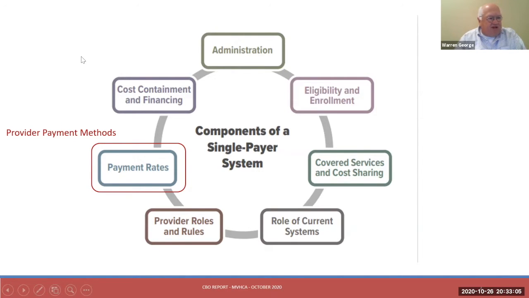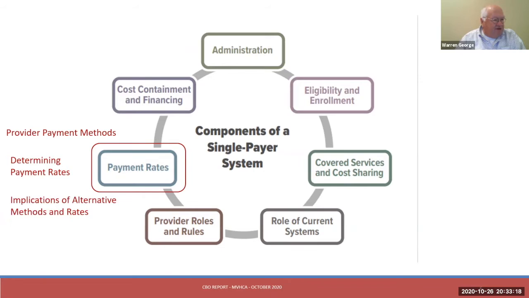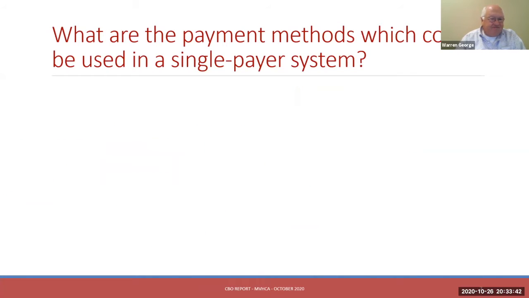This section of the CBO report is divided into 3 subsections. What are the possible provider payment methods? How do you determine the actual rates that will be paid? And the CBO adds some comments on the implications of the alternative methods and rates. This is the longest section in the CBO report, and probably suits Mark that he picked the longest section of this 32-page report to summarize.